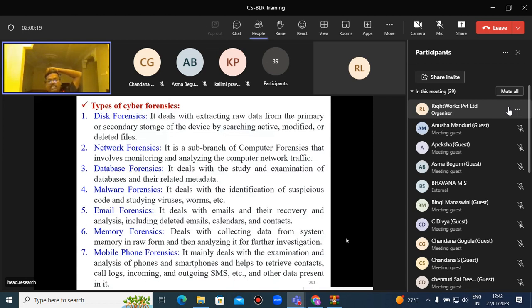Memory forensics deals with collecting data from system memory in raw form and then analyzing it for further investigation. Then mobile phone forensics mainly deals with the examination and analysis of phones and smartphones and helps to retrieve contacts, call logs, incoming and outgoing SMS, short message service, and other data present in it.